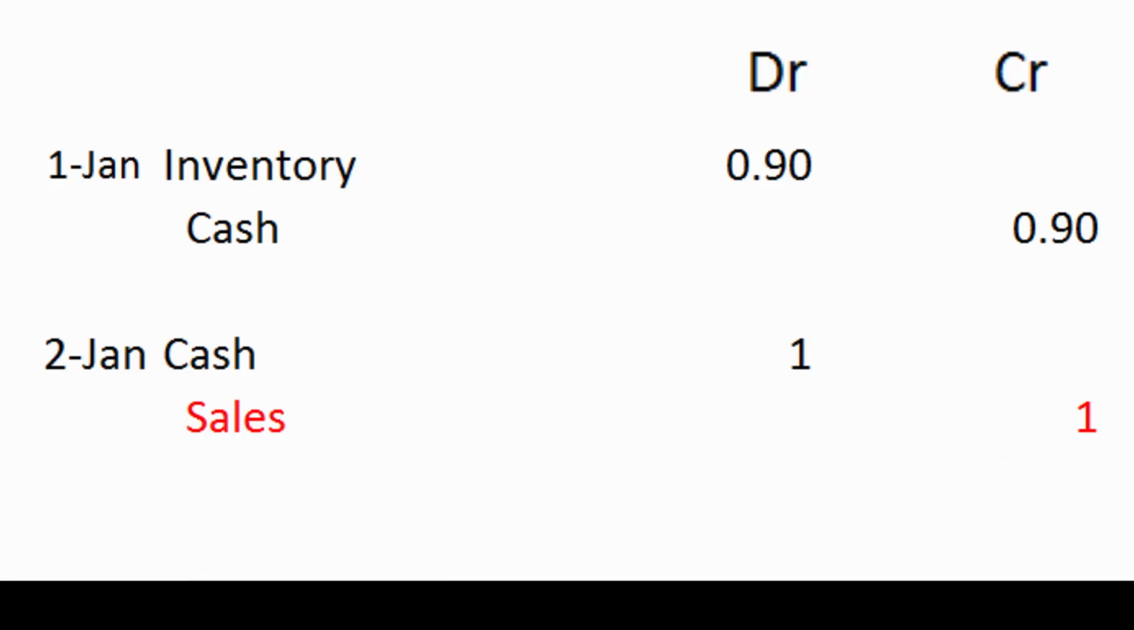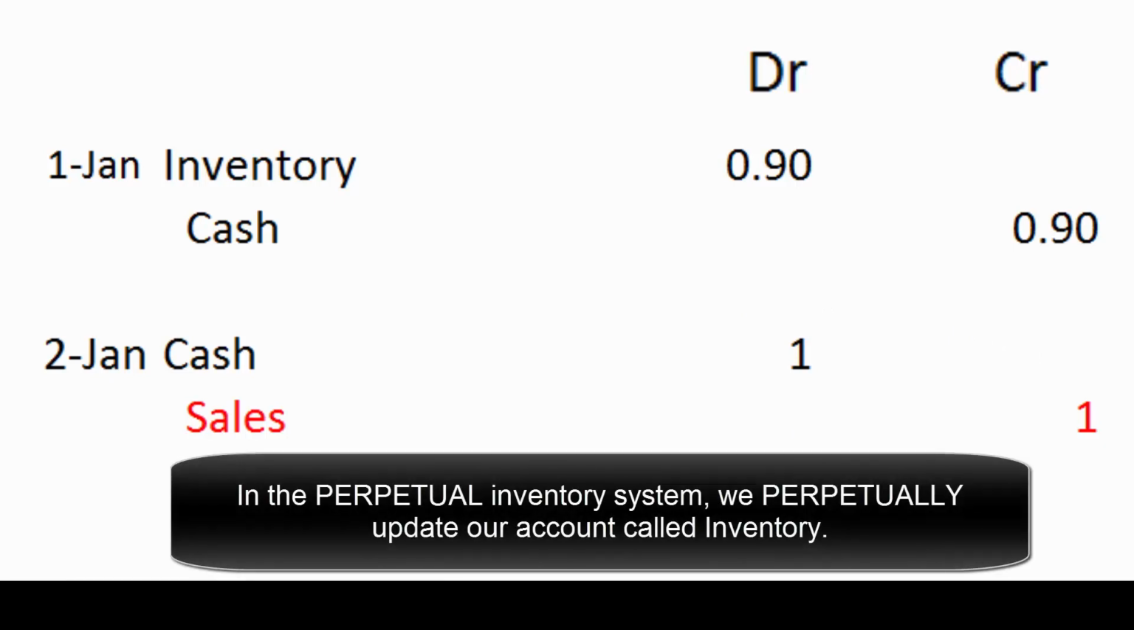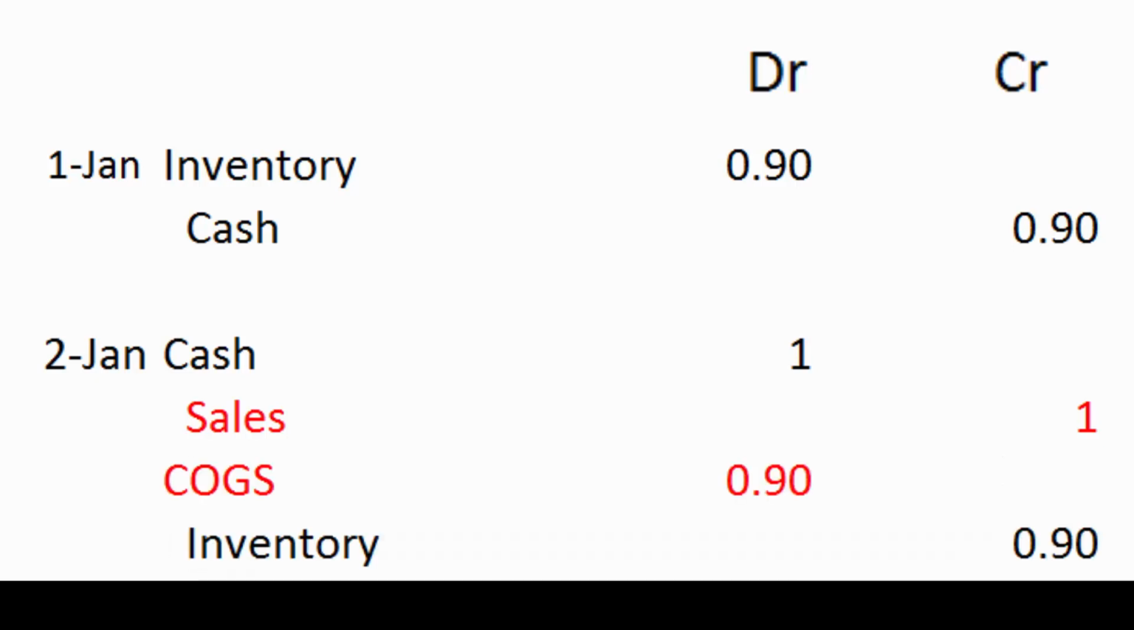Now, if we're in the perpetual inventory system, we're also going to perpetually update our inventory account. Well, what happened to inventory? It went down by 90 cents. And we sold that bottle of bleach. Inventory is an asset. It increases with debits and decreases with credits. That bottle of bleach was on our inventory for a 90-cent debit, so let's get rid of it with a 90-cent credit.